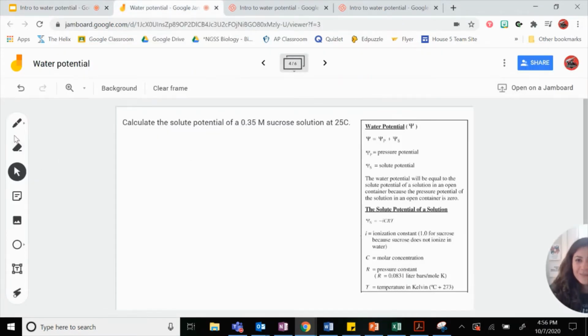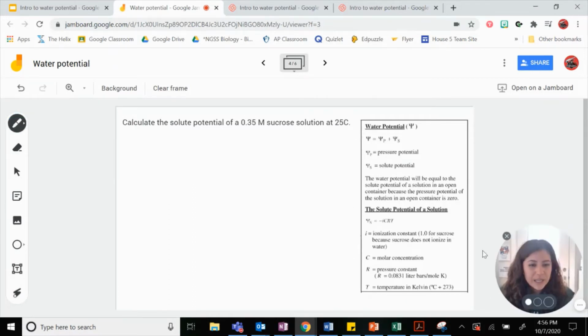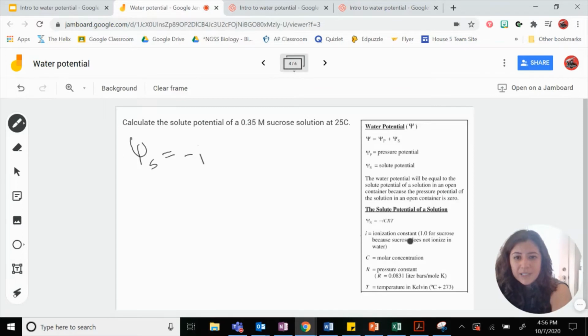All right, first one. Calculate the solute potential of a 0.35 molar sucrose solution at 25 degrees Celsius. Okay, so for this, we're just going to go ahead and use the same little formula that was on the previous slide. We're just going to use this down here. So what is our formula for solute potential? It's solute potential equals negative iCRT, and then we're just going to plug into the formula.